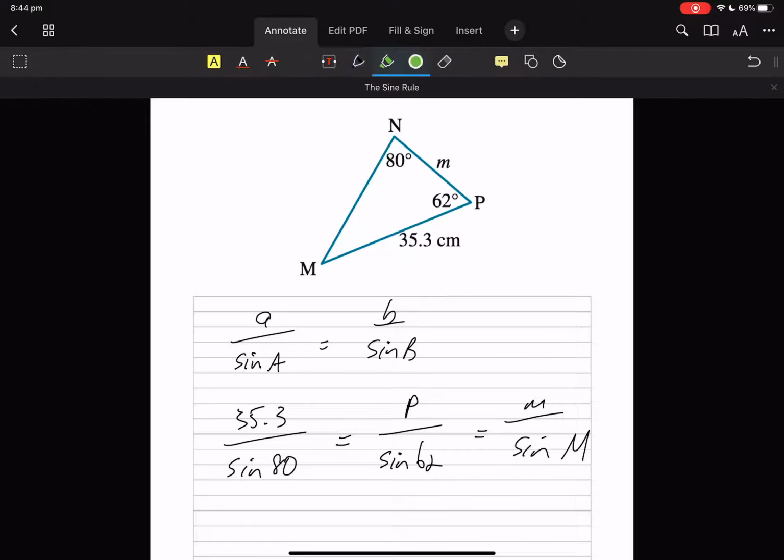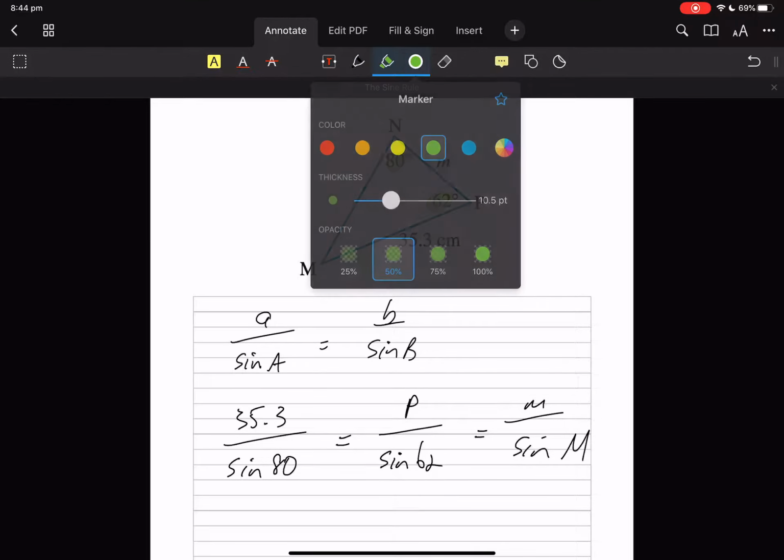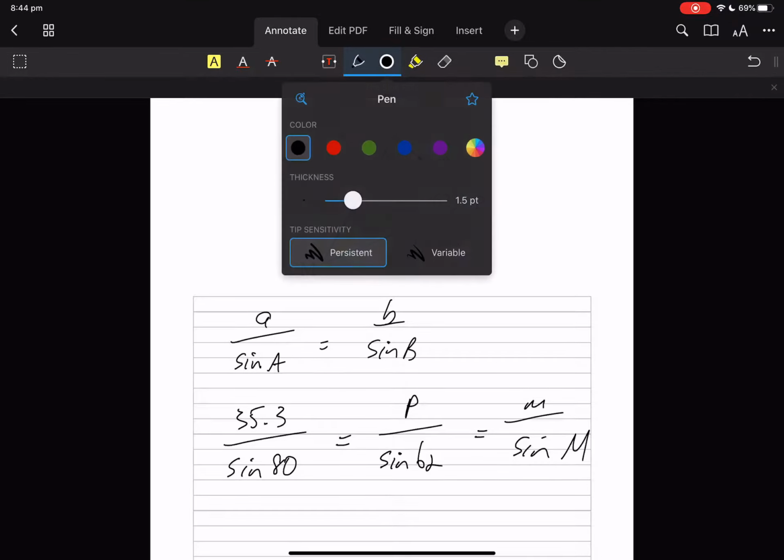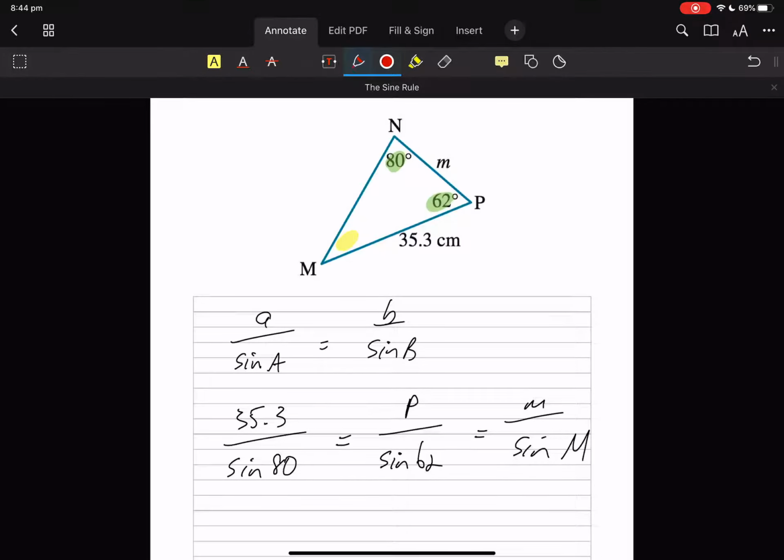How many degrees are there in a triangle? If that's 80 and that's 62, what's that? Let's go with a calculator and say that it's 38. Therefore, that M isn't M, it's 38. And this bit in the middle doesn't need to be there.